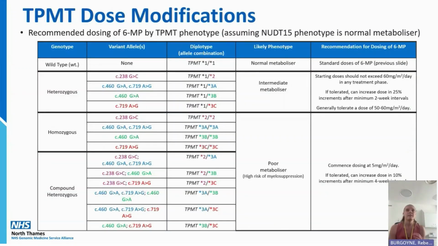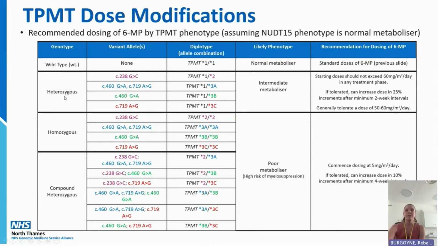This slide is very busy, but we're going to talk through the table. So this is the recommended dosing of 6MP by TPMT phenotype. And this is baseline assuming that your NUDT15 phenotype is that they are a normal metabolizer. So wild type patients, they don't carry any loss of function variant alleles. They've got the two star 1 alleles. They're a normal metabolizer and therefore standard dosing of 6MP as previously discussed and as per the protocols.